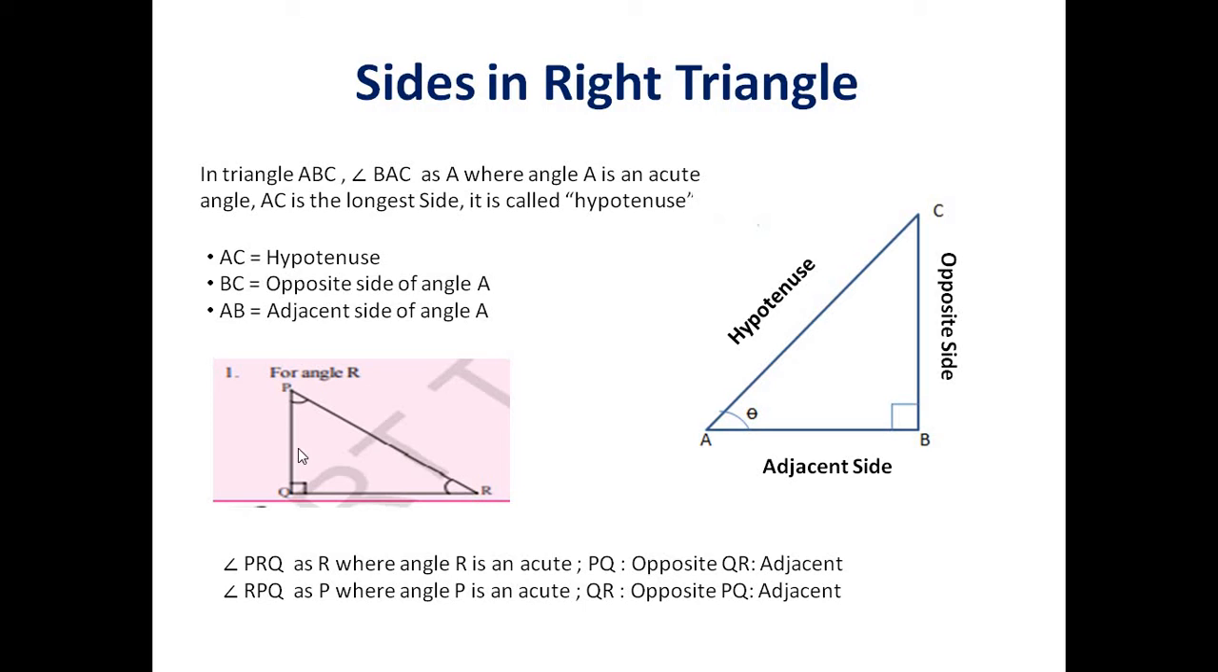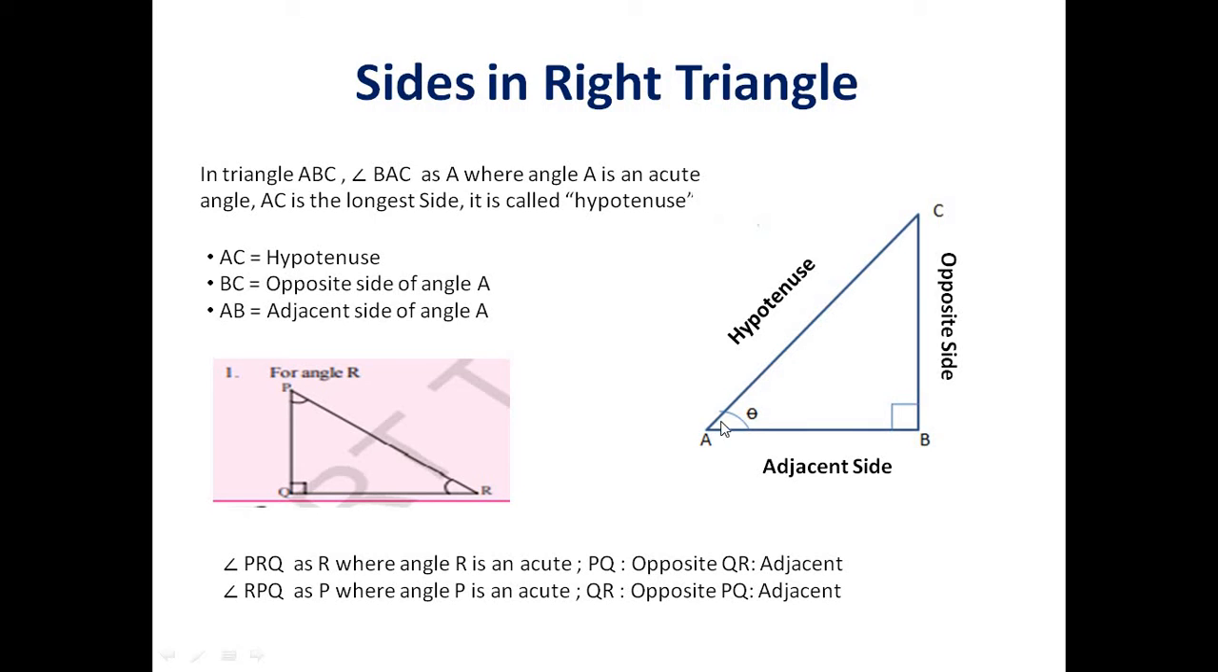Similarly, if I consider angle P, QR will be my opposite side and PQ will be my adjacent side. So this is how you need to understand what is your opposite side and what is your adjacent side for that particular angle. This is very, very important.